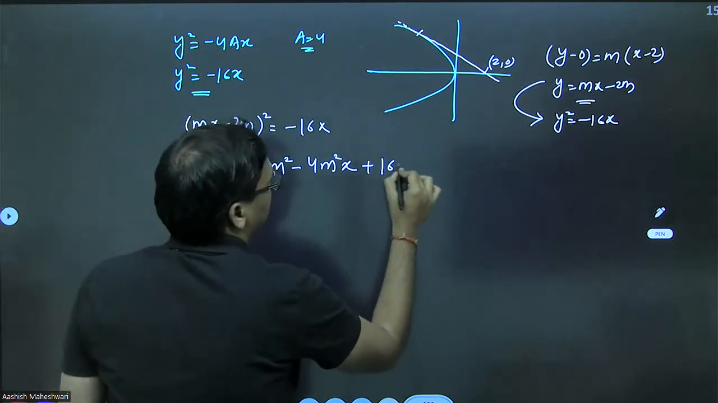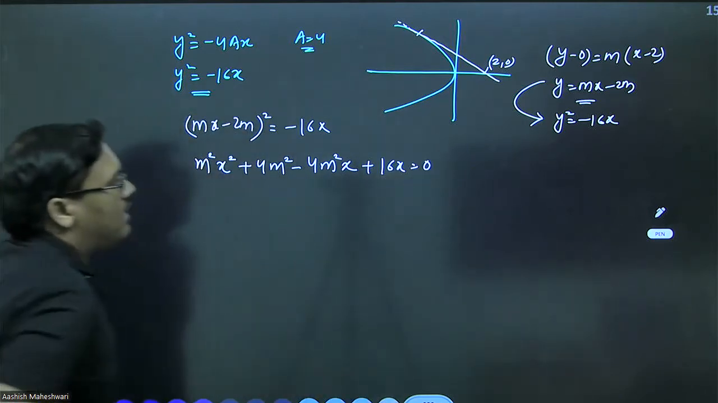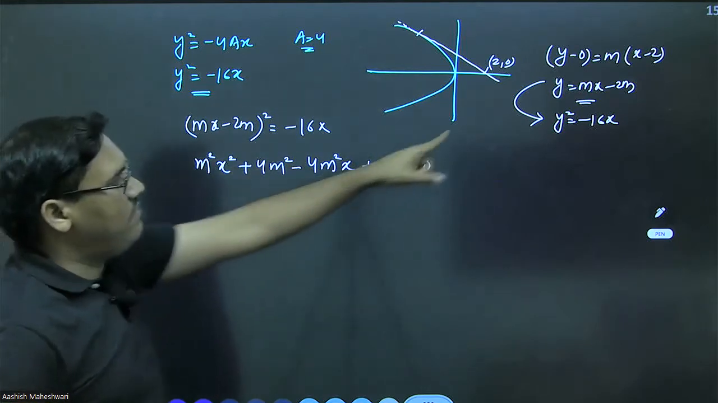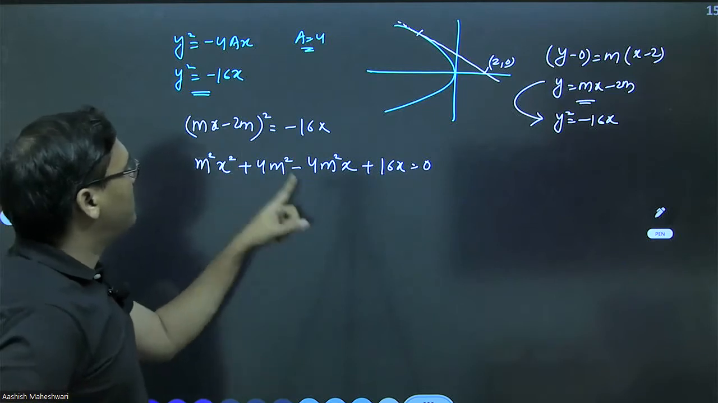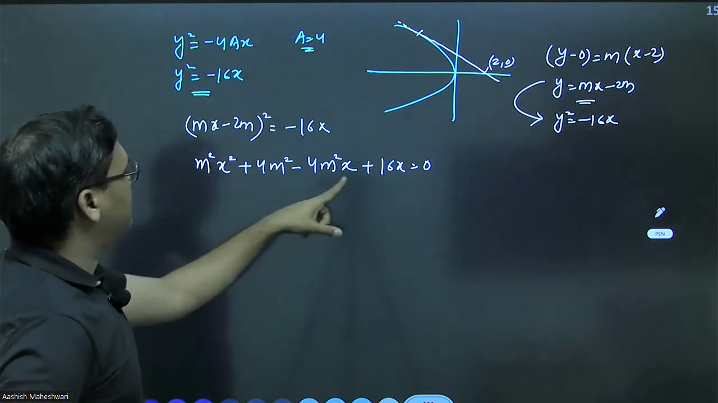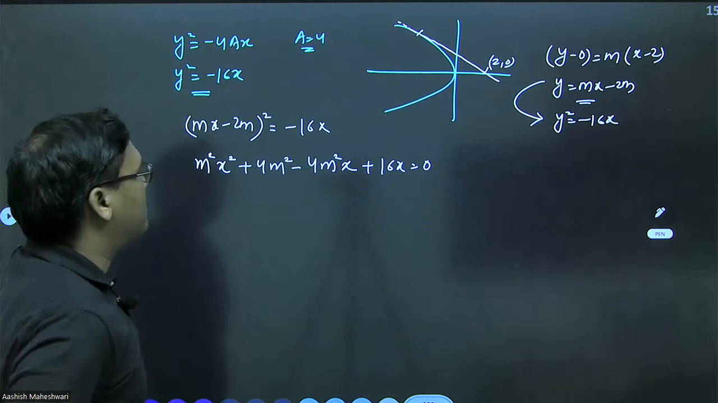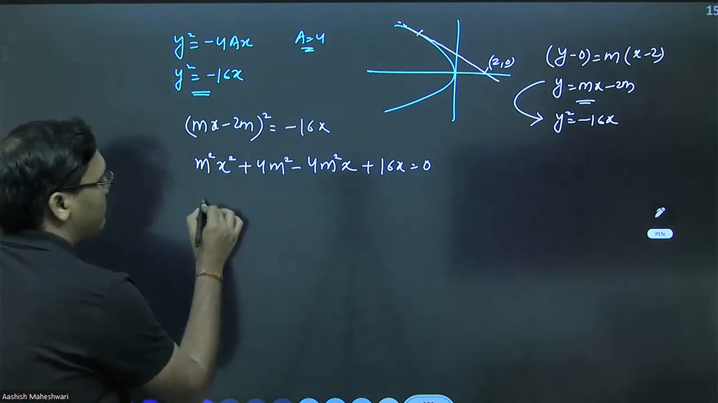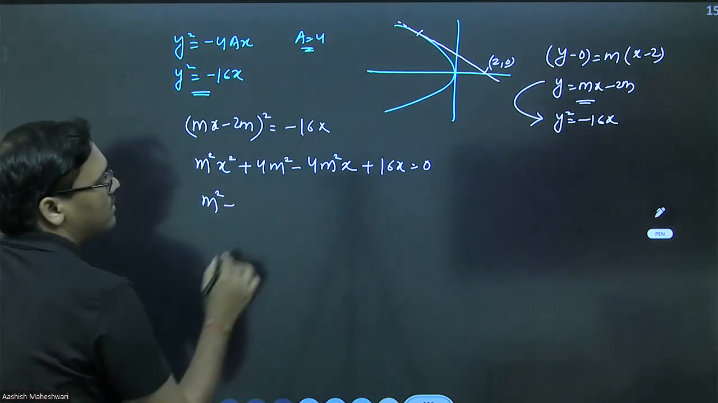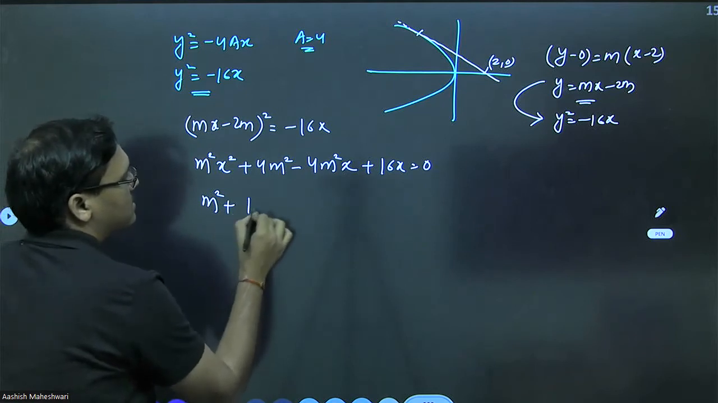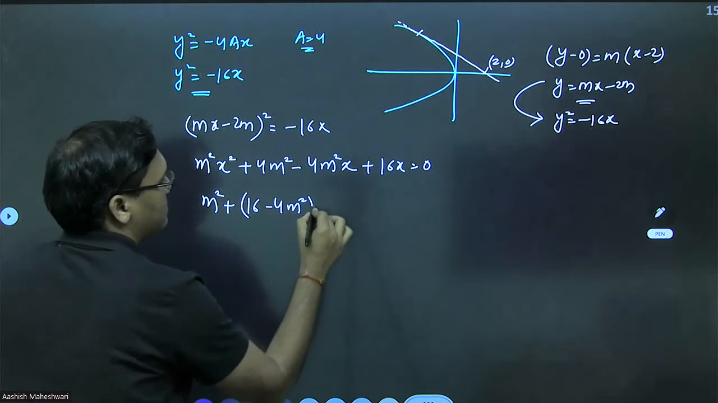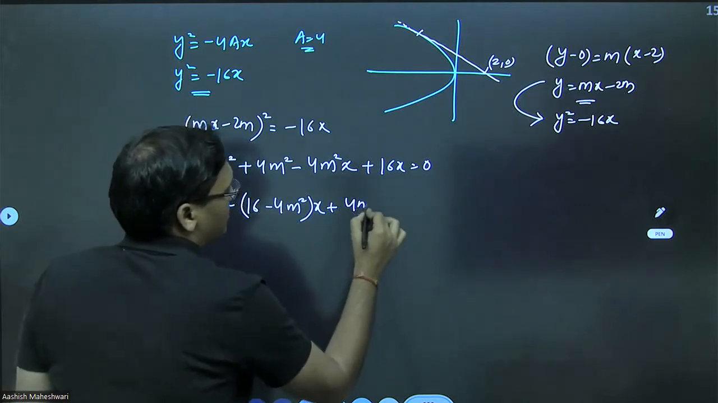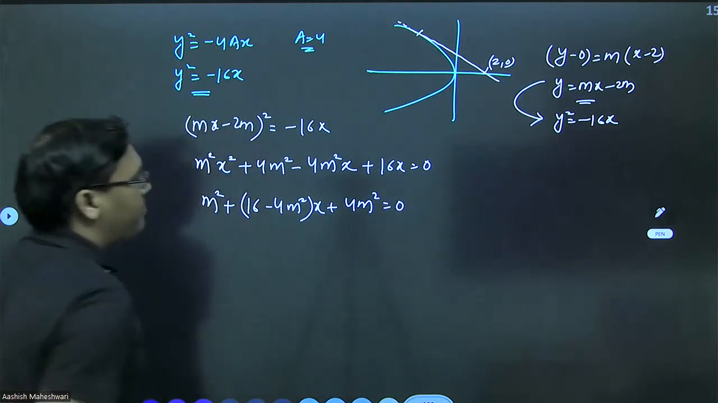Plus 16x is equal to 0. I have just solved these two equations. The value of y we have put in here. You can see this is 4m square minus 4m x, that's 16x. So you can see here, we have got m square x square plus 16 minus 4m square x plus 4m square is equal to 0.